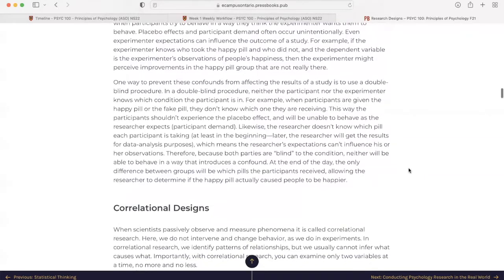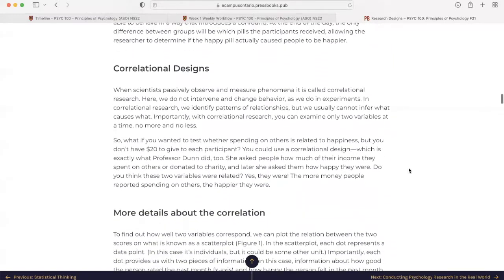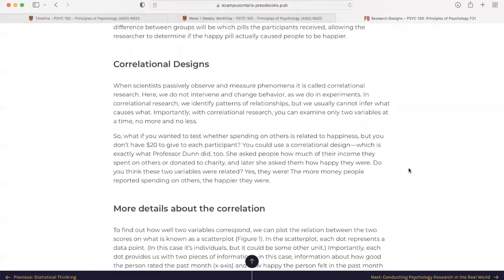Correlation designs. When scientists passively observe and measure phenomena, it is called correlational research. Here, we do not intervene and change behavior as we do in experiments. In correlational research, we identify patterns of relationships, but we usually cannot infer what causes what. Importantly, with correlational research, you can examine only two variables at a time, no more and no less.